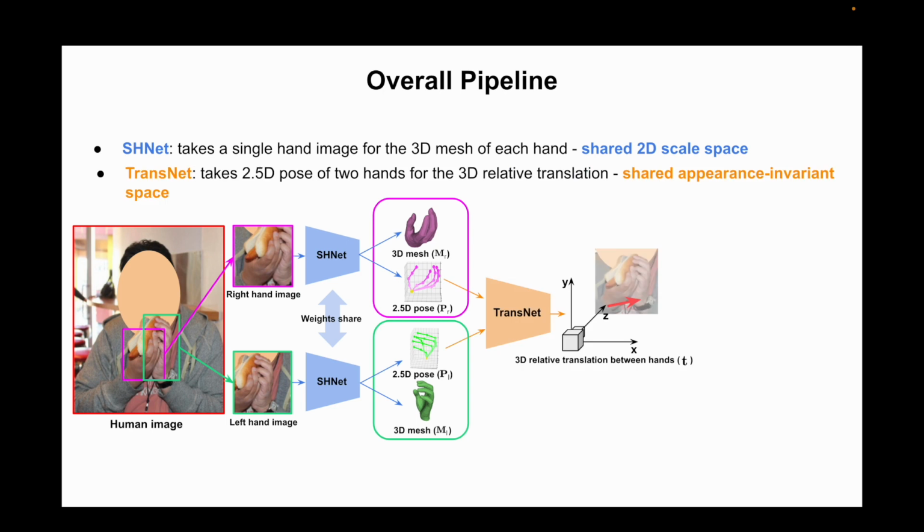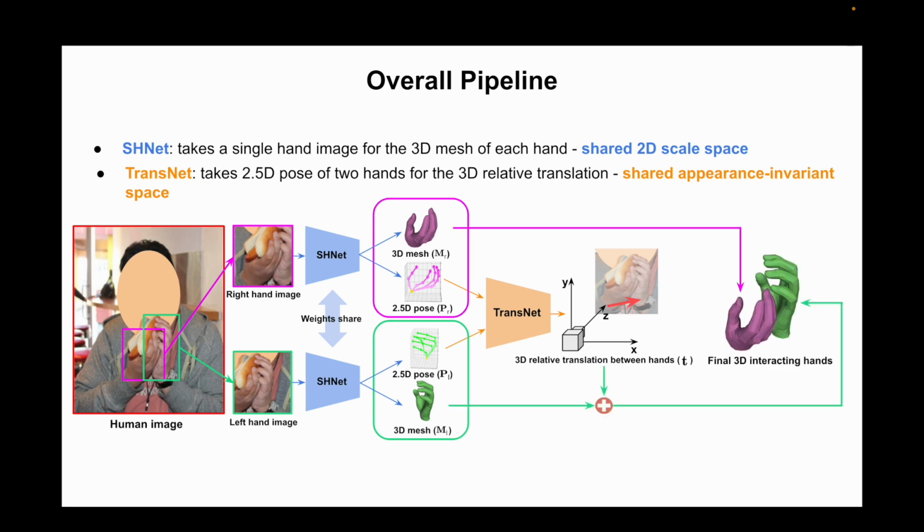Then, the 2.5D poses of each hand are passed to TransNet for the 3D relative translation estimation. The 2.5D poses of each hand are in a shared appearance-invariant space. Final 3D interacting hands are obtained by moving the left hand mesh by the 3D relative translation.